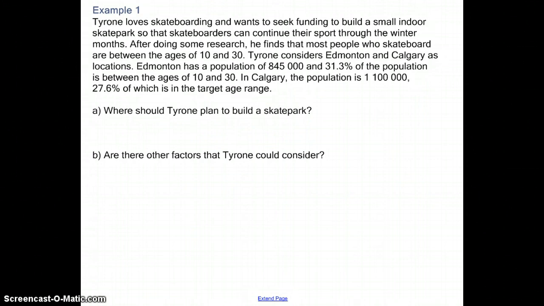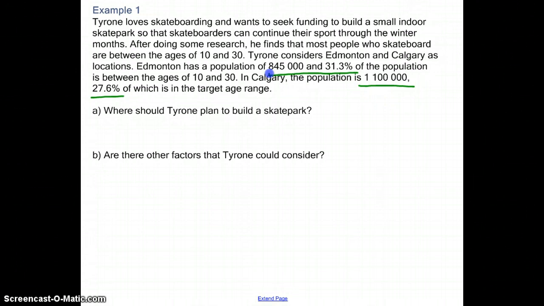Example 1. Tyrone loves skateboarding and wants to start his own skateboard park. He thinks that people who will use it will be between the ages of 10 and 30. He wants to consider Edmonton and Calgary. Edmonton has a population of 845,000 and 31.3% are between his target ages. Calgary, however, has a population of 1.1 million and a target age has 27.6% in there. Where should he plan to build a skateboard park?